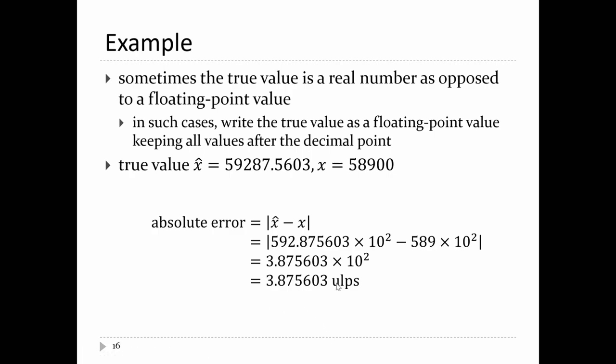So it can be the case that your true value, x, has more than 3 significant digits in it. And if that's the case, just keep them all. But remember, always write it out as some 3-digit integer part times 10 to some integer exponent.